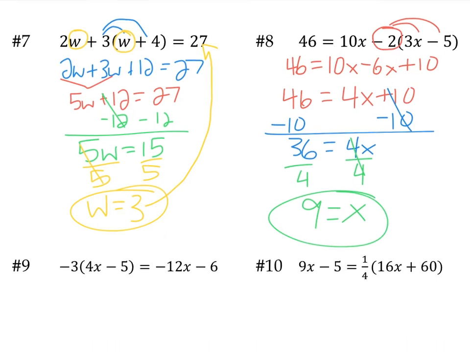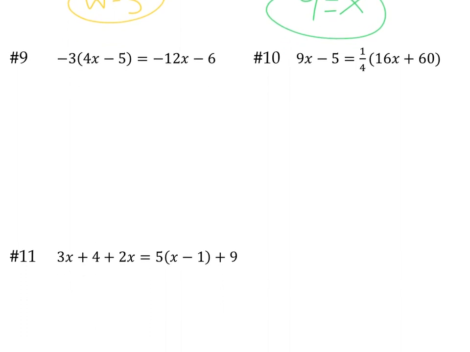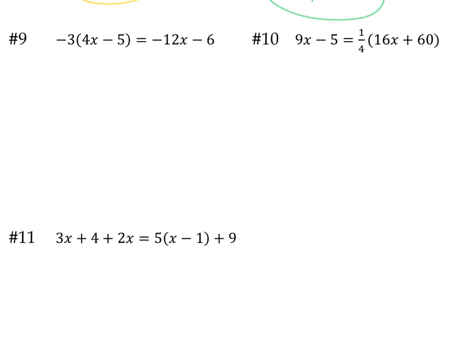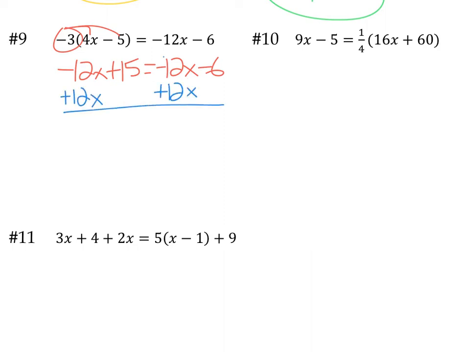All right. Just a couple more here. As we look through, let's look at number 9 next. Okay. On number 9, we're going to distribute as well a 3 that's negative, so make sure you're paying attention to the negative signs. So you have negative 12x plus 15 equals negative 12x minus 6. When you have variable on both sides here, we want to add that 12x to both sides. That's going to cancel on both sides. We're going to get 15 equals negative 6.